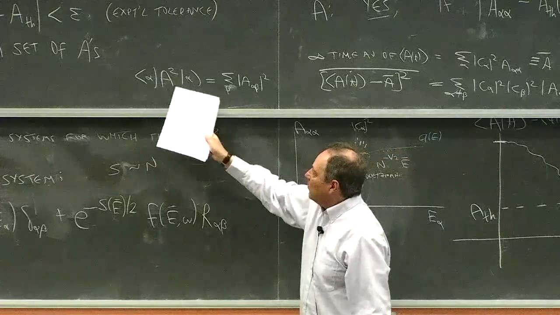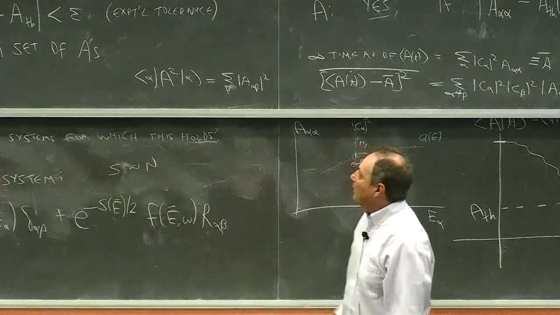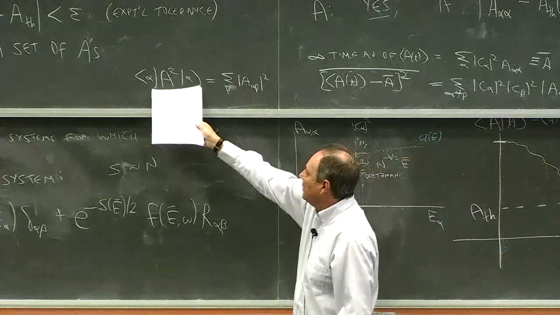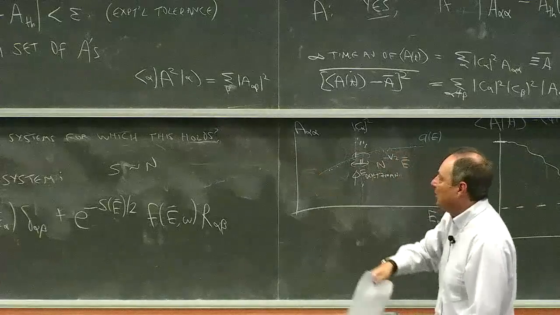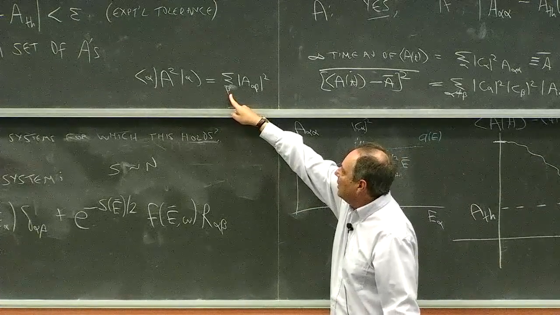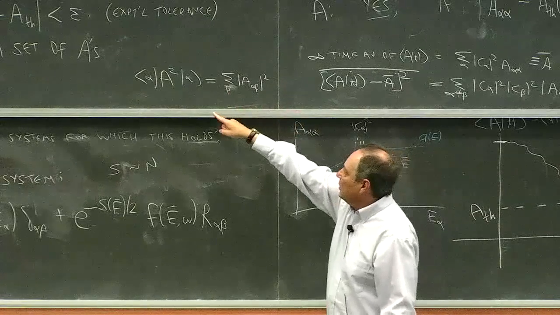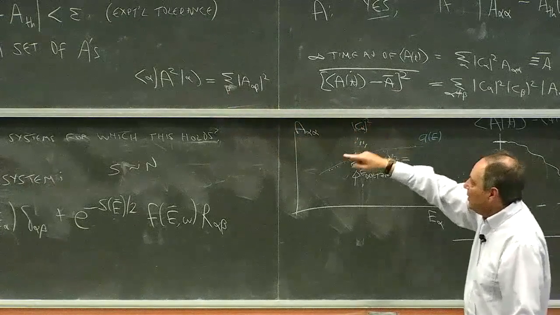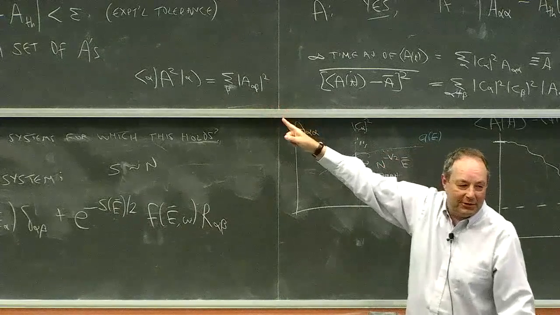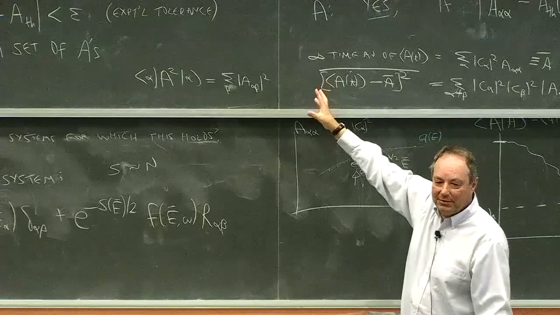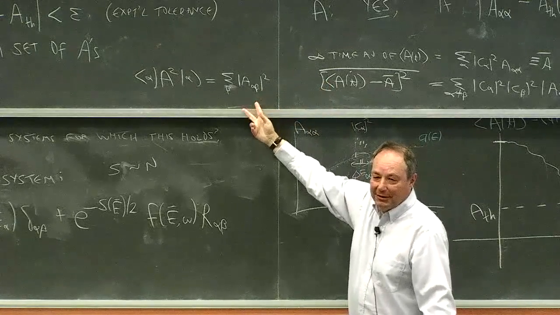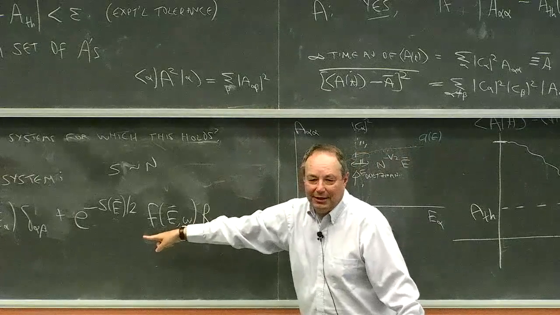If this is some reasonable observable, then A squared should be a reasonable observable, and its diagonal matrix element should not be exponentially large. On the other hand, we're summing over an exponentially large number of states over here, but we're not getting an exponentially large answer. How can that be? Well, there are two ways. One is most of these are 0. That's what happens in integrable systems. There are selection rules, and most of these matrix elements are 0. Or they could all just be very small. And that's what happens in chaotic systems. They're all just very small.